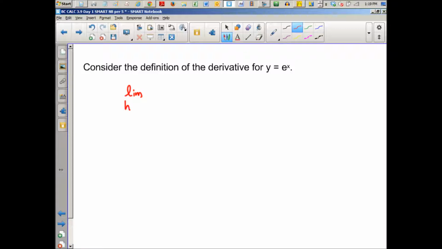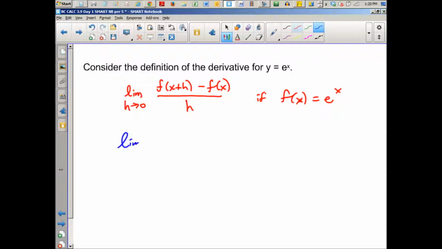How does it go again? Limit as h goes to 0 of f of x plus h minus f of x all over, yeah, x plus h minus x, or just h, right? So how do you apply that to this problem? If f of x is e to the x, what would the difference quotient look like here? Wouldn't it be, well, don't forget the limit up front, but the difference quotient part is going to look like this. E to the x plus h minus e to the x all over h.